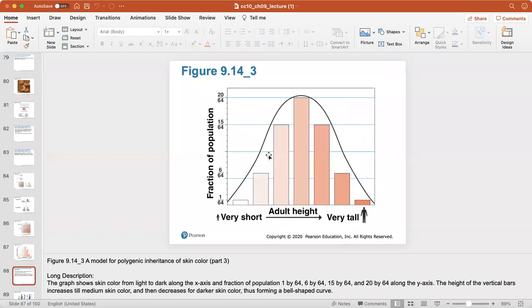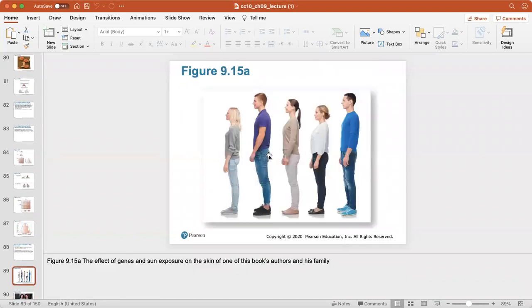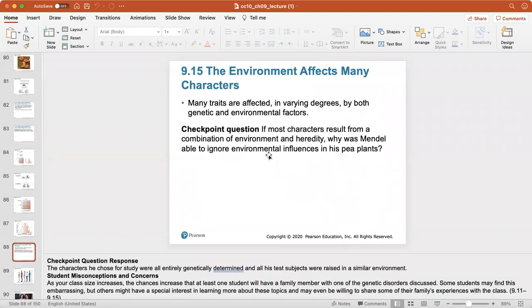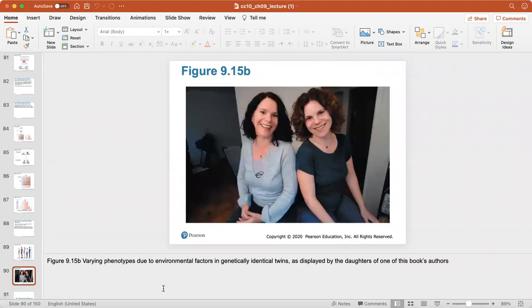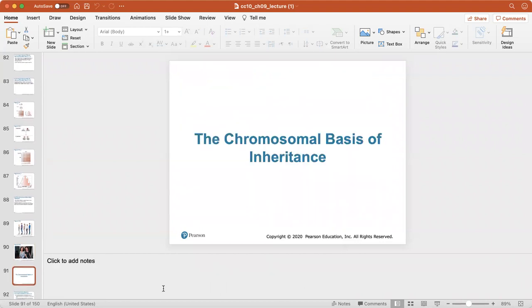All right, so we're going to jump ahead a little bit. The environment can also affect many characters. Many traits can be affected in varying degrees by both genetic and environmental factors. For example, the effect of genes and sun exposure on the skin of one of this book's authors and his family. Here's a look at varying phenotypes due to environmental factors in genetically identical twins, as displayed by the daughters of one of your textbook's authors.